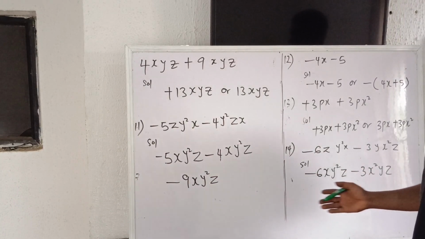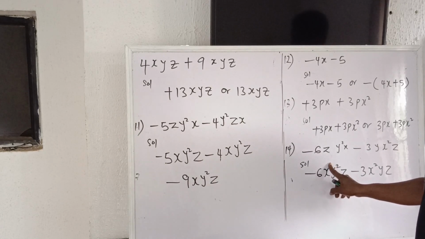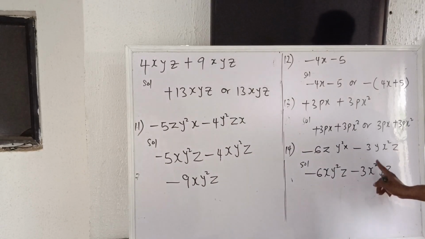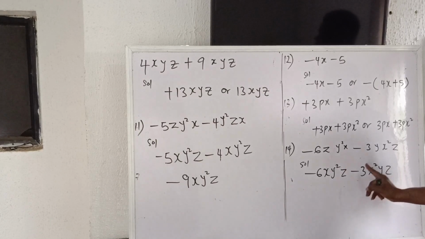They don't have the same variables. The variables are not the same, because this is x raised to the power of 1, while this here is x raised to the power of 2. That means they're not even the same. This is y raised to the power of 2, while here we have y raised to the power of 1.